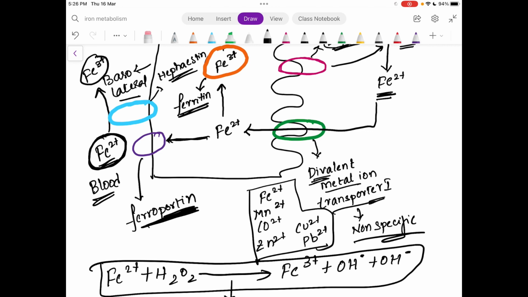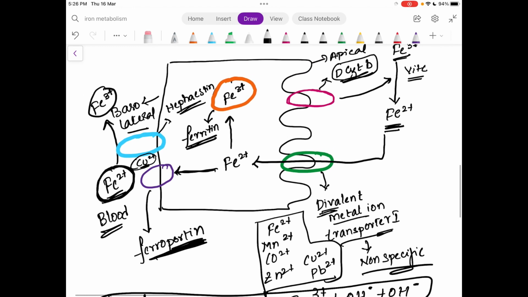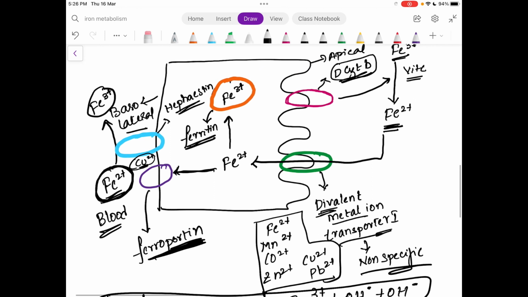Okay. This hephaestin will contain copper as a coenzyme. This is very important because if copper is absent, this hephaestin cannot convert Fe2+ into Fe3+. And this Fe3+ will be taken up by a transporter called transferrin.